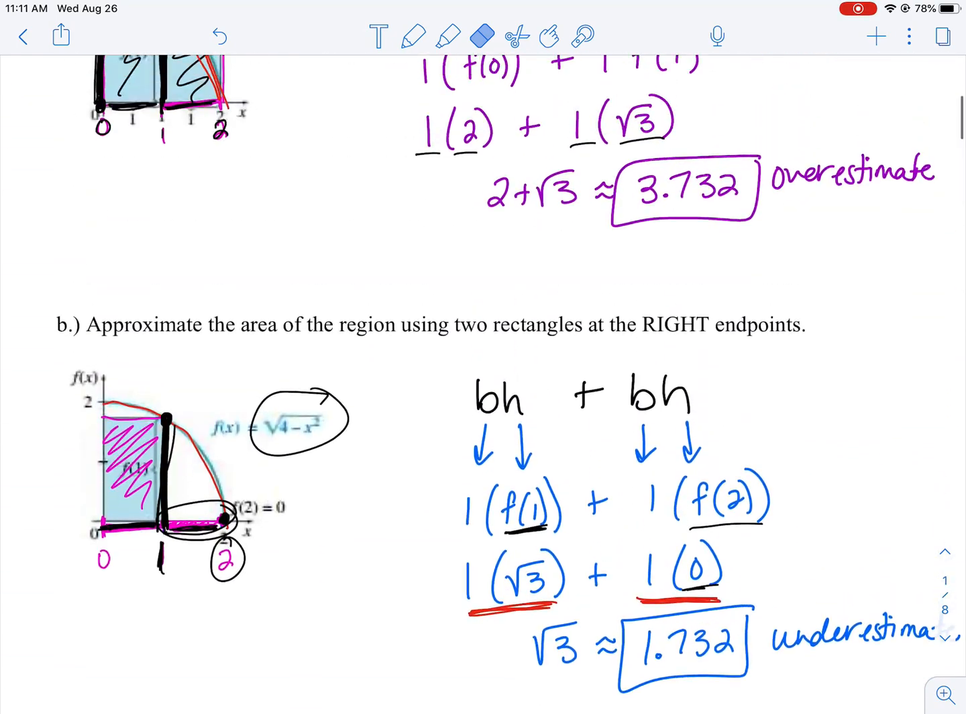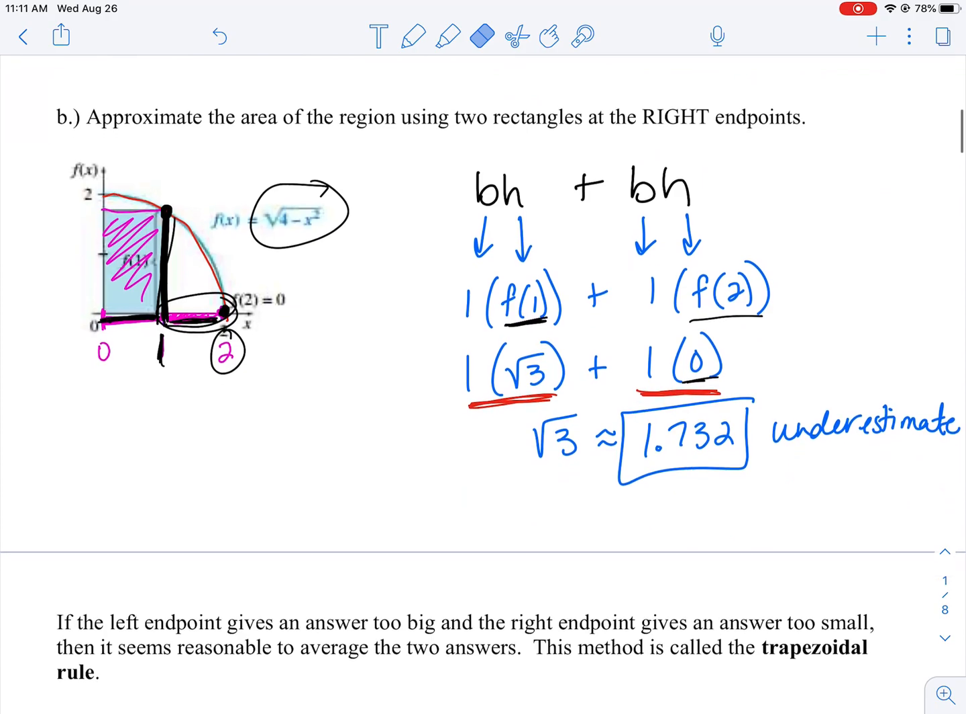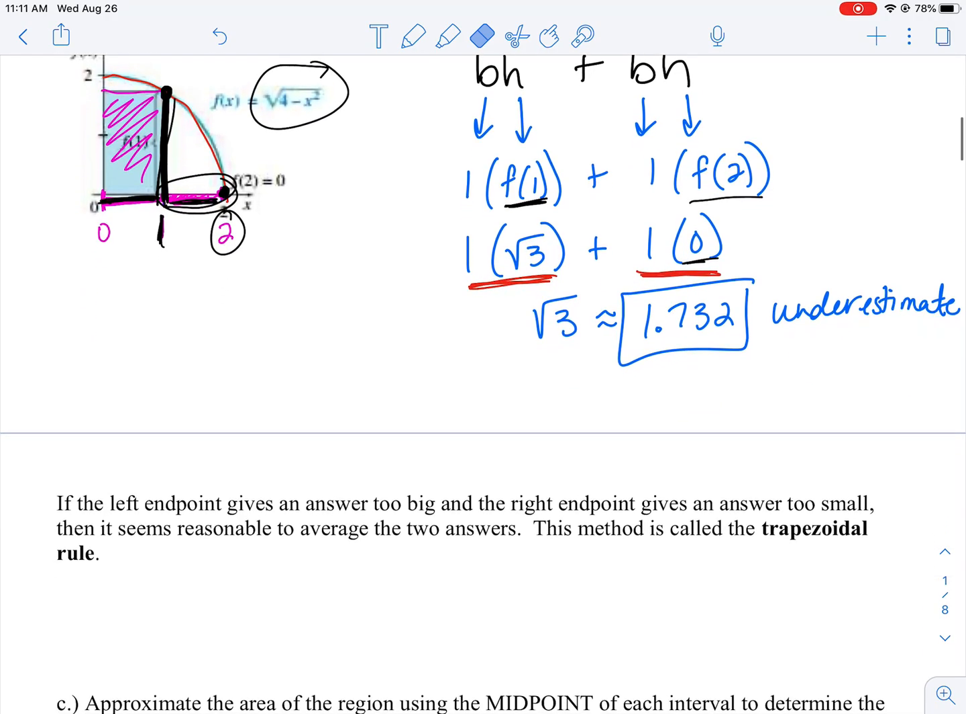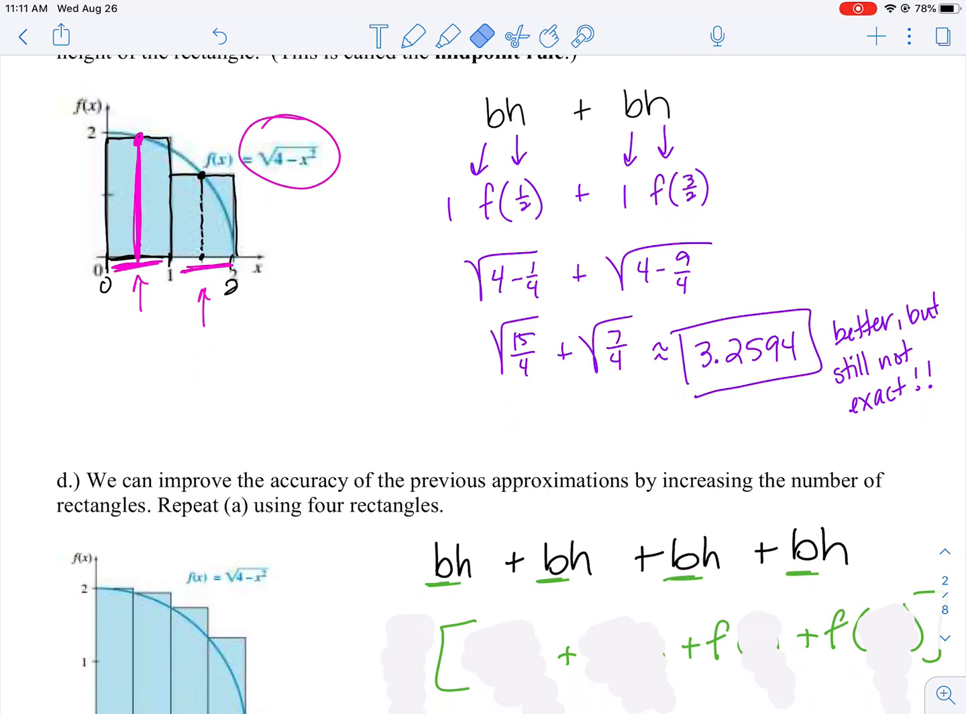It's not as high as 3.7 when I use my left endpoints, and it's not as low as 1.7 when I use my right endpoints. So midpoint is going to give us a better estimate, but still just an estimate. So how can we get an even better estimate than using midpoints?